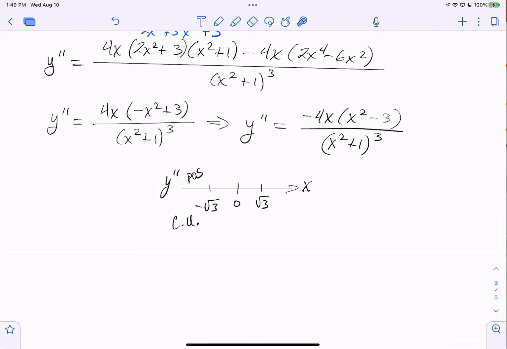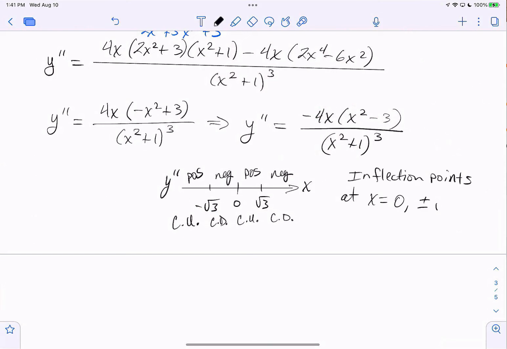Continuing on like this, we see concavity alternates positive to negative, which means we have some inflection points at x equals 0 and plus or minus the square root of 3. We need to find y coordinates associated with these x coordinates. Of course, we already found that at 0 the function value is 1.